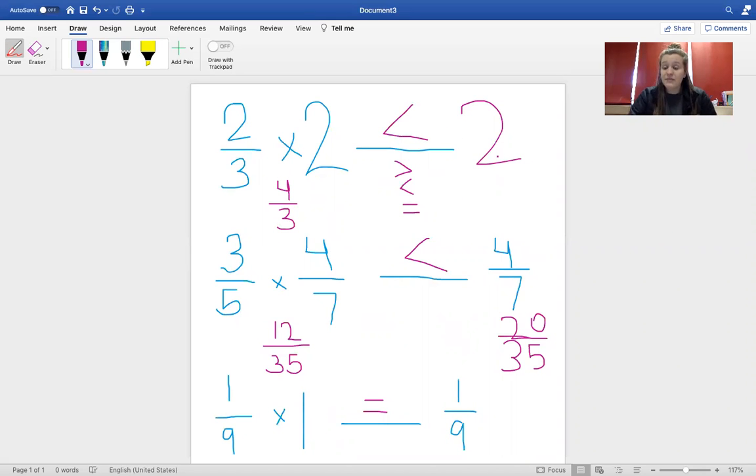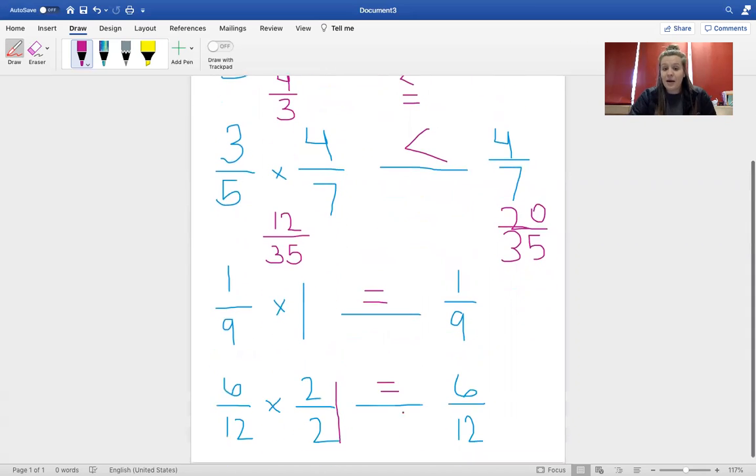But when we were comparing that fraction, we were multiplying by a whole number, right? You always start with the fraction or whole number that is on both sides of the equation. And then you look, if you're multiplying by a fraction, it's going to be less than. If you're multiplying by a whole number, it's going to be greater than. And if you're multiplying by 1, it's going to be equal to.